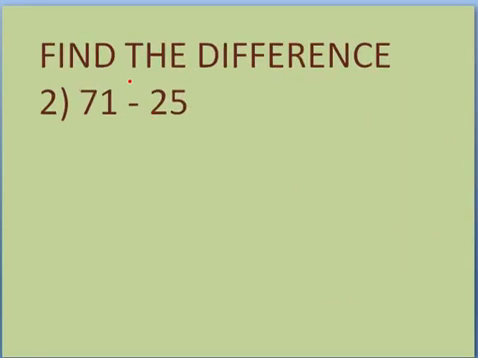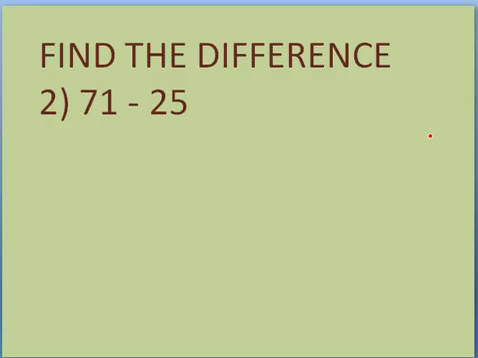Now see the next one, find the difference. Again here the word difference means subtraction only. So let us find the difference. Here the numbers are 71 minus 25. Again you can see these are 2-digit numbers. So what will we do? First we will represent the 2 places, starting from ones, it is ones and tens, and then we will start our subtraction.